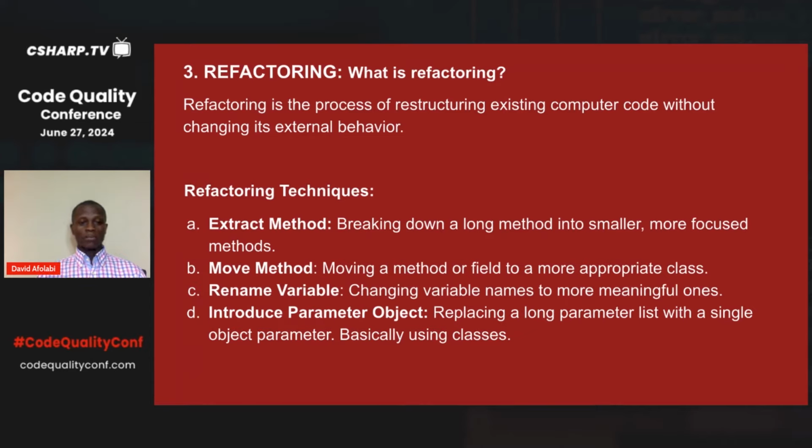The third technique here is renaming variables, basically changing variable names to more meaningful ones. So this particularly helps to reduce or could potentially impact, for instance, the number of comments that need to be put into a code base. And then the fourth item here is introducing parameter object, that is replacing a long parameter list with a single object parameter by basically using classes.